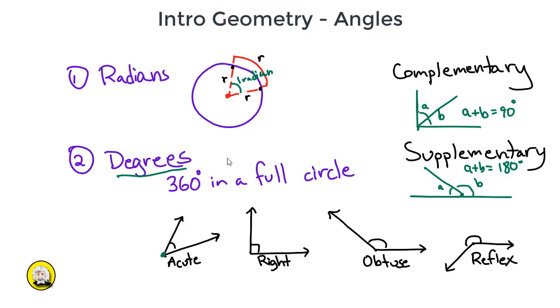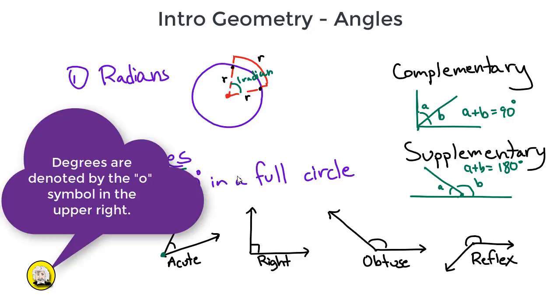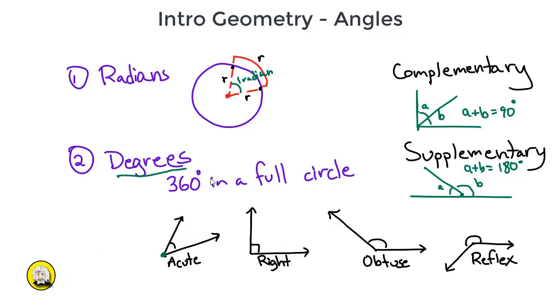Degrees is the far more common measure you'll run into in practice on the exam. A full circle rotation in degrees is 360 degrees. So 90 degrees is a quarter circle, 180 degrees is a half circle, and 360 would be a full circle.